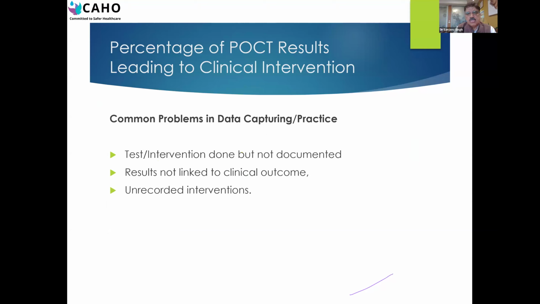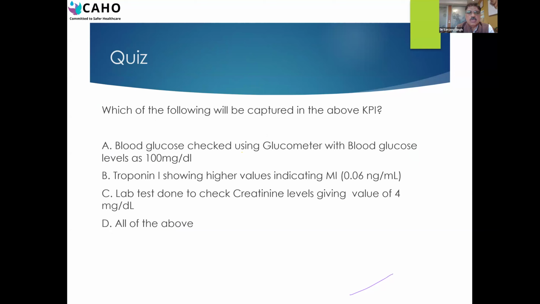Common problems for capturing are that it's non-calibrated, it is not recorded, and it goes unnoticed. The intervention gets done, but it is not documented. Documentation, as you know, is a decent problem within our healthcare organization.